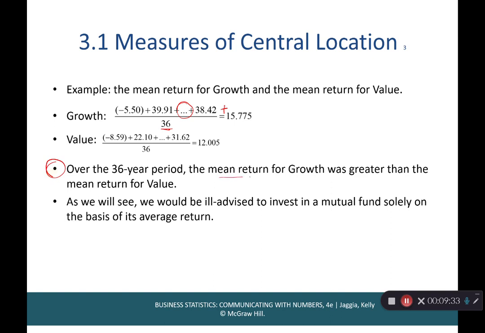We think that the mean return for the growth fund is greater than the mean return for the value fund. And that's a true statement, right? Without summarizing the data, we may not be able to see that that's what's going on. However, we would be ill-advised to invest in a mutual fund solely on the basis of its average return. There are always other things to consider, but this is a good starting point.